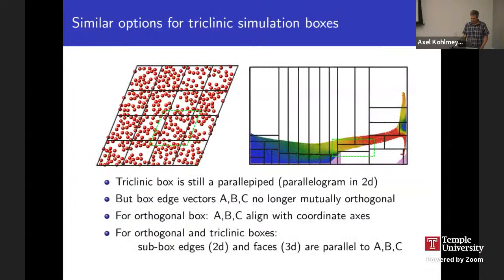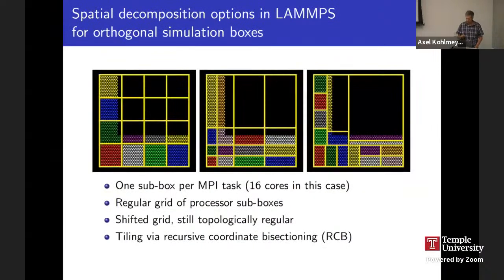So let's see if this is the way. Yeah, this is where I'm going to tell you a little bit how this works. Let's see if I can do it with that pointer. Can you see my pointer there? The way recursive coordinate bisectioning works, let's start with the coordinate part. Coordinate means that you pick one of the axes, X, Y, or Z. Typically, it's the longest one. This is a square, so you could pick either one.